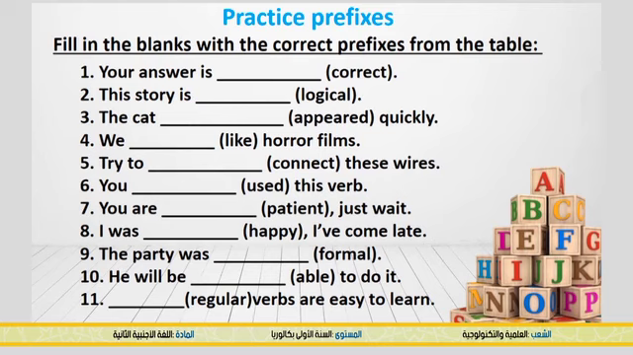Okay? Now, number 1, your answer is incorrect. Number 2, this story is illogical. Number 3, the cat disappeared quickly. Number 4, we dislike horror films. Number 5, try to disconnect these wires. Number 6, you misused this verb.